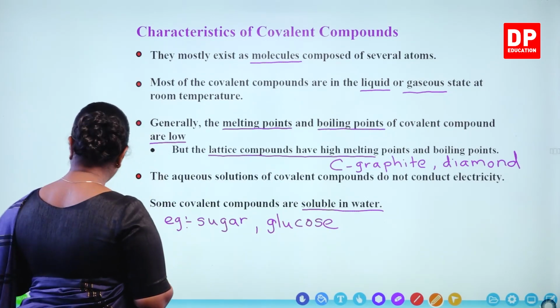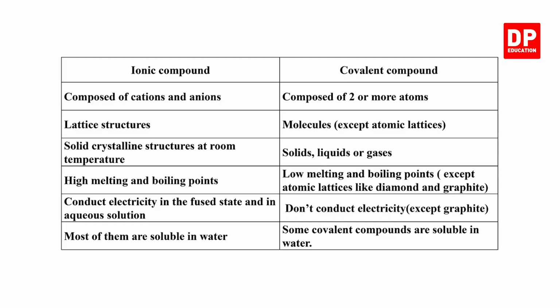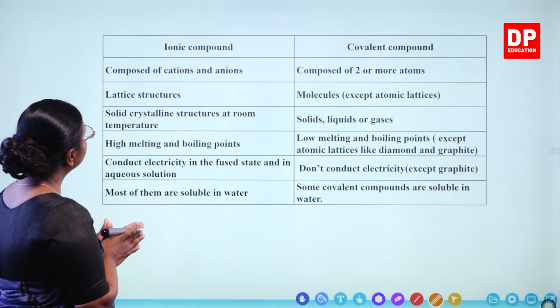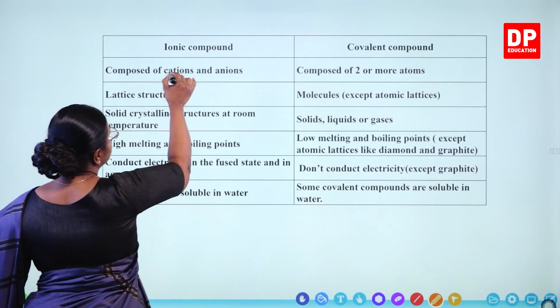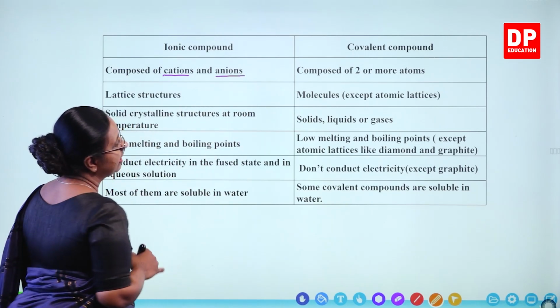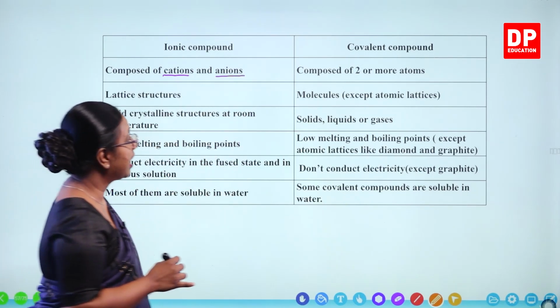So with that, I will move on to the next slide where we compare the properties of ionic and covalent compounds. We have discussed this before, but again, just to recall what we have discussed so far. Ionic compounds, they are composed of cations and anions, positive and negatively charged ions.